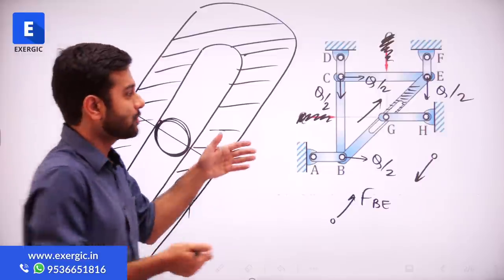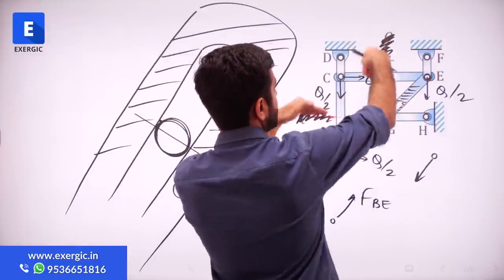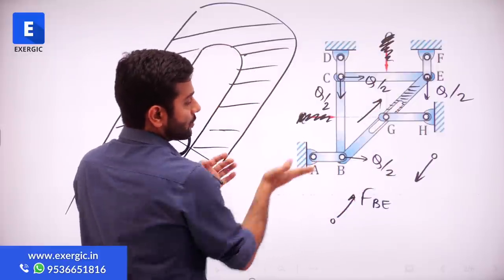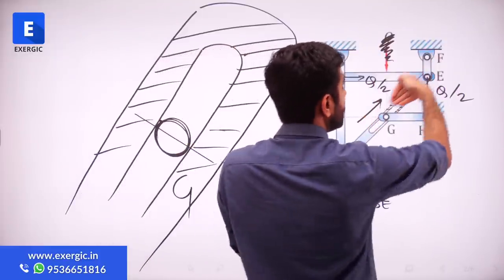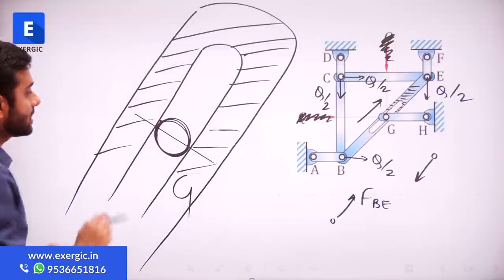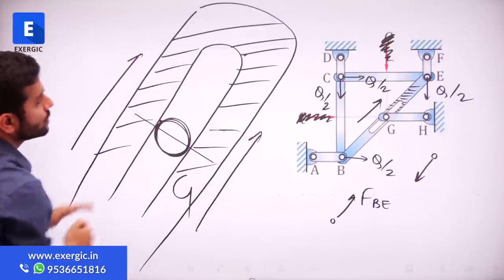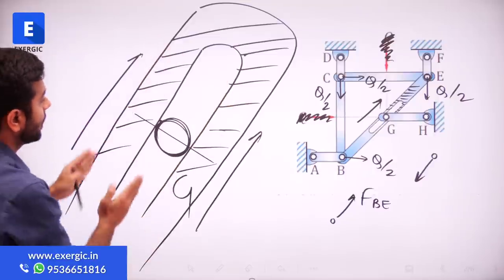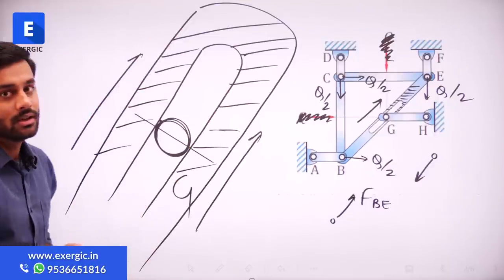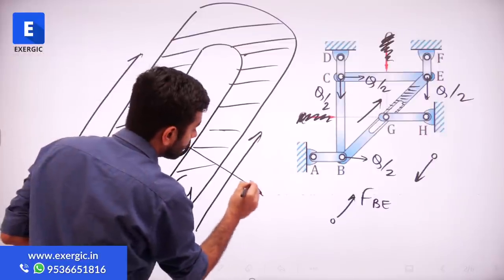So force is obviously going to get transmitted from B to here because loading is at these ends, at B actually. So load or force is going to be transmitted from B in this direction or from E in this direction, right? That direction is along the slot. Whatever force you are transmitting, in that direction or in this direction, is along the slot. So there is no force that is going to get transmitted perpendicular to the slot.